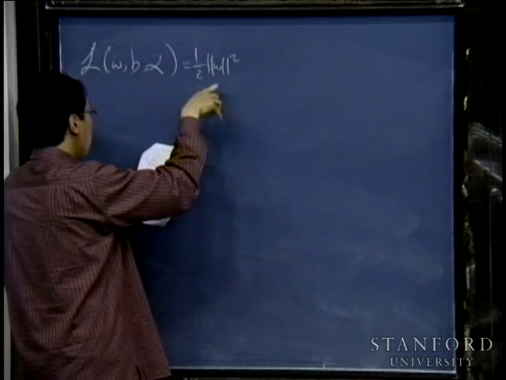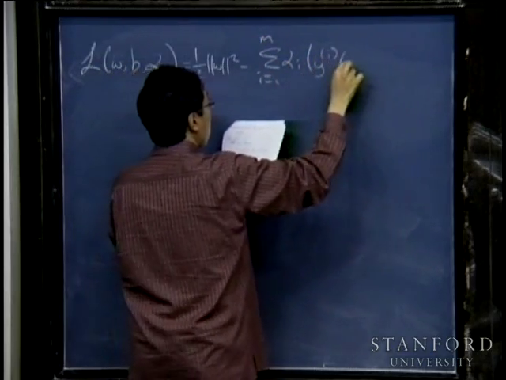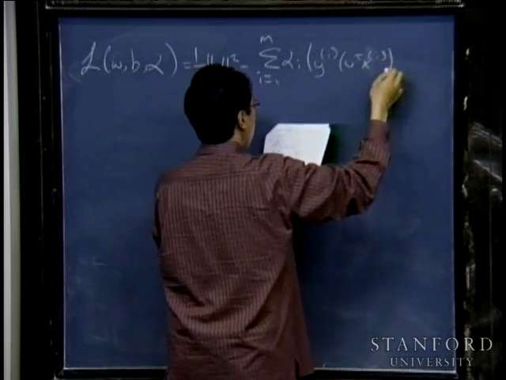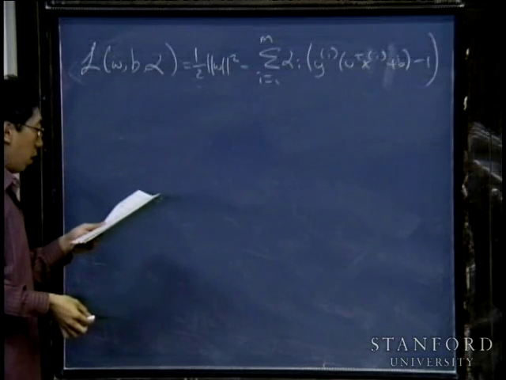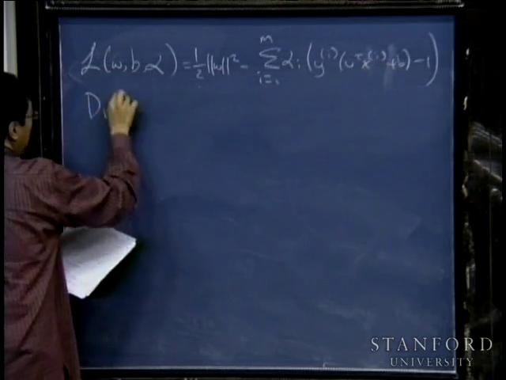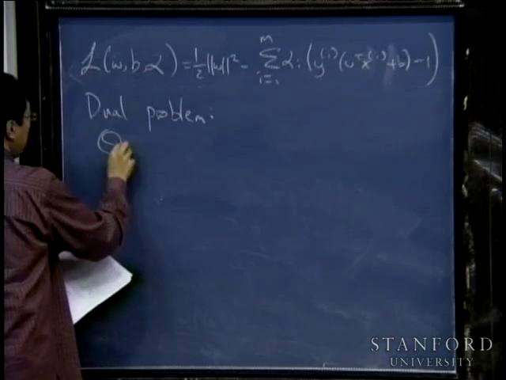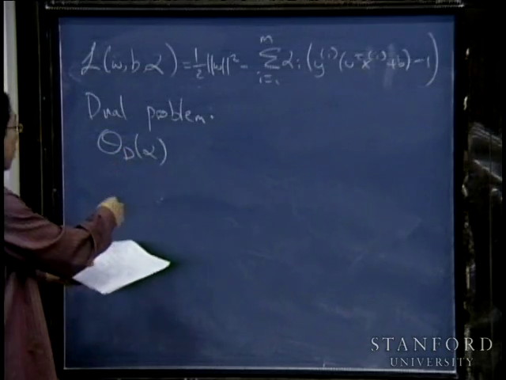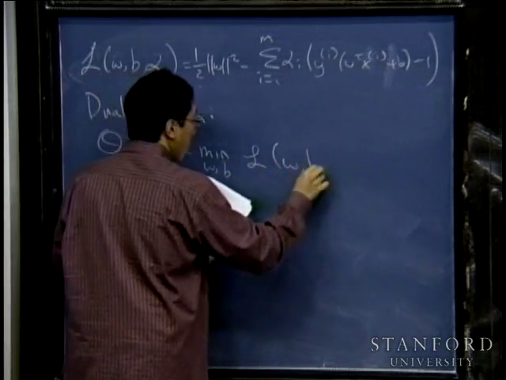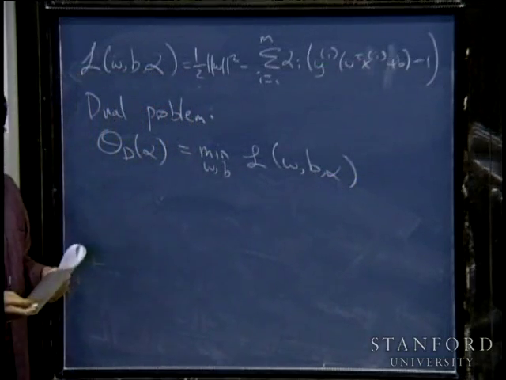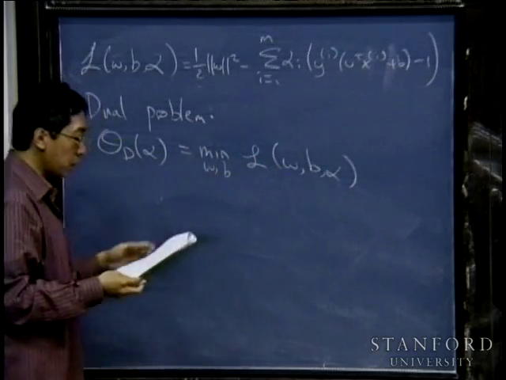But my Lagrangian will be 1/2 ||w||^2 minus... Okay, that's my Lagrangian. And so let's work out what the dual problem is. To do that, I need to figure out what theta_D of alpha is, again, there are no betas here, so theta_D of alpha is the min with respect to w and b of L(w, b, alpha). Okay, so the dual problem is to maximize theta_D as a function of alpha. So let's work out what theta_D is, and then that'll give us our dual problem.